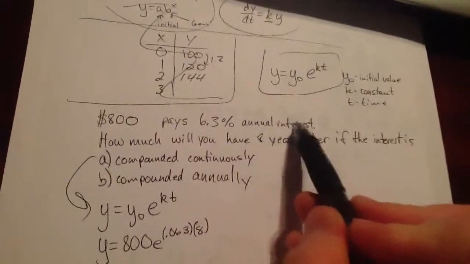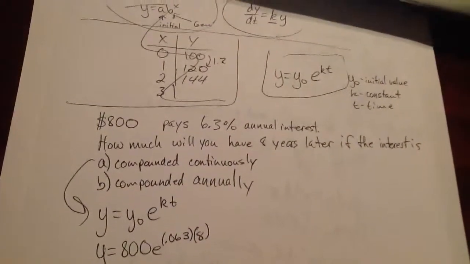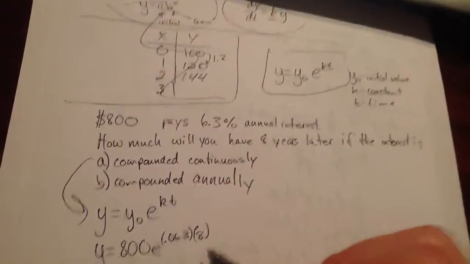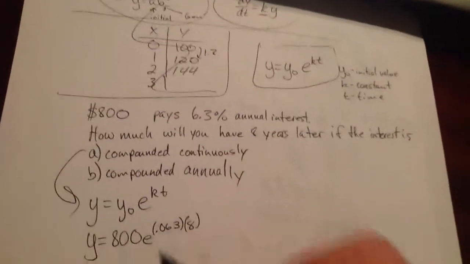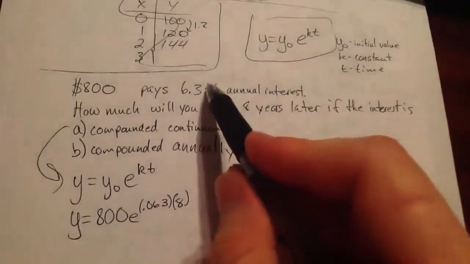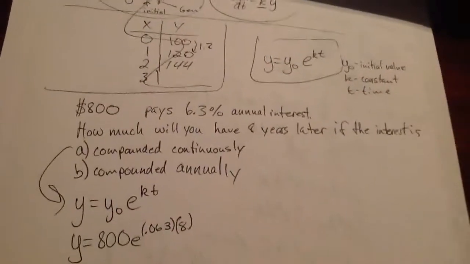If this said annual interest and then this said 8 months, we couldn't put an 8 here, we would have to put 8/12, because this is annually. Or vice versa, if this said monthly interest rate, which it'll never say that. That's not realistic, so forget I said that.